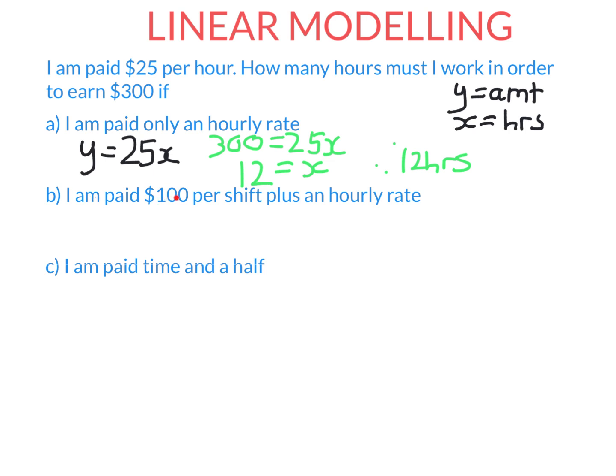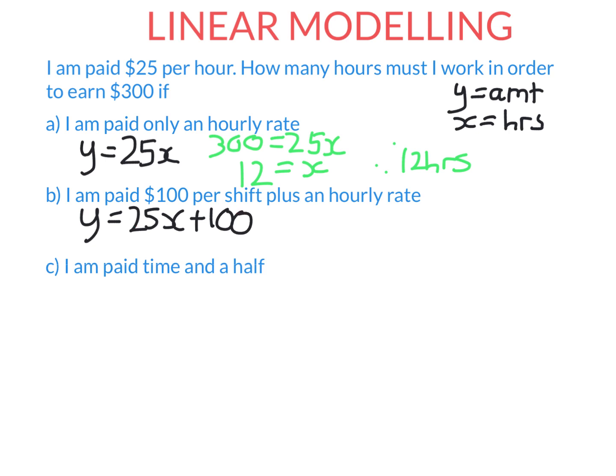What if you're paid $100 per shift plus an hourly rate? Well, this time, the way that we would work out the amount that you earn, it's 25 times the number of hours you worked, but plus 100. So for each shift, you get $100 plus $25 per hour.